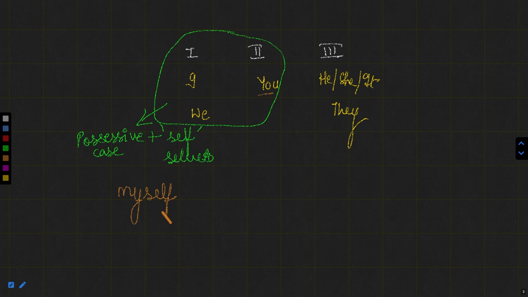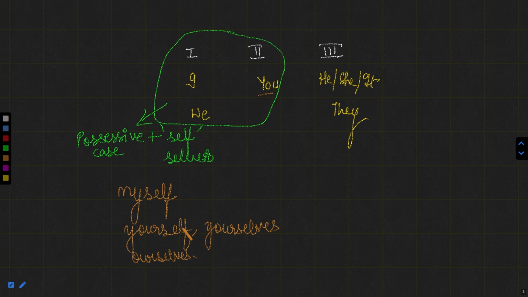For you, it can be yourself as well as yourselves. Both can be written, yourself or yourselves. Why so? Because you is used for singular as well as plural. For example, if there is one person in front of me, I can say you, and if I have many in front of me, I can say you. So in both the cases I can use you, for the singular and plural. So I say myself, yourself, yourselves, and for we we can say ourselves.